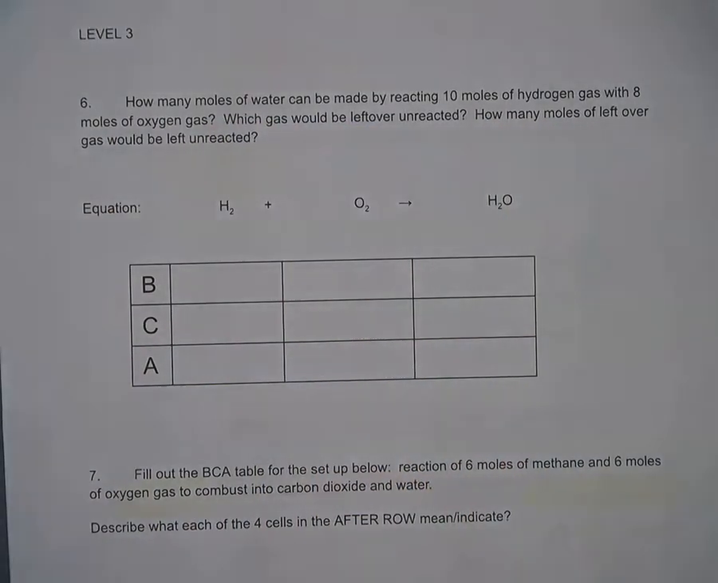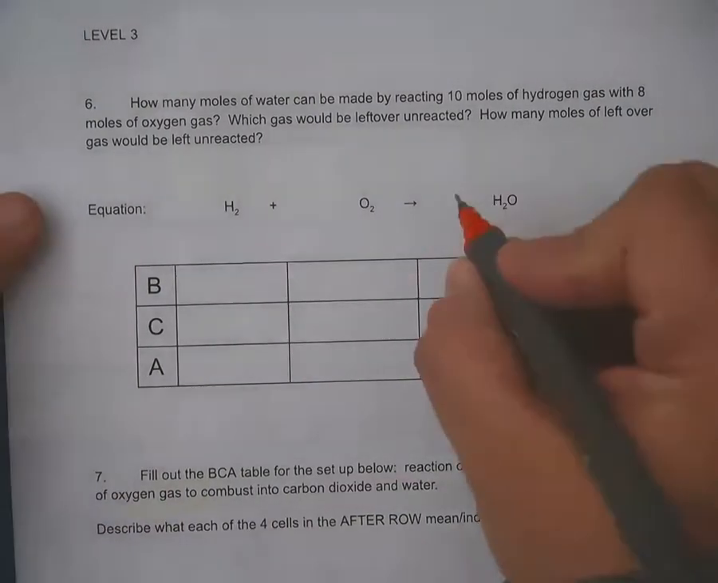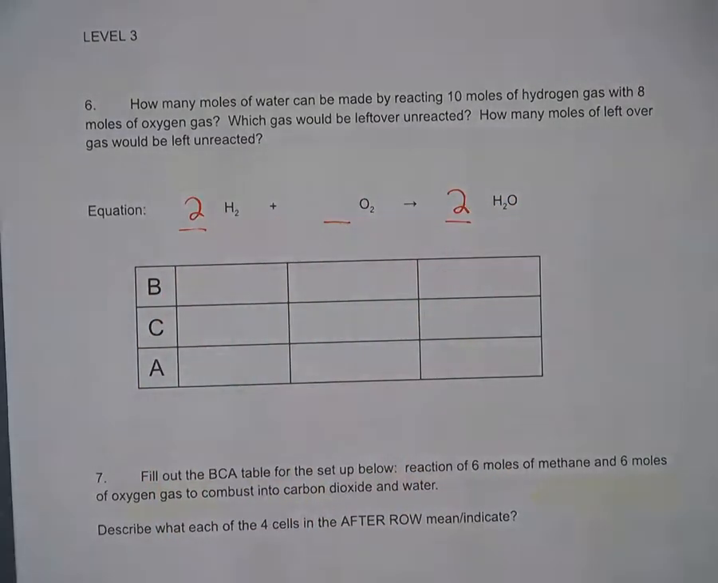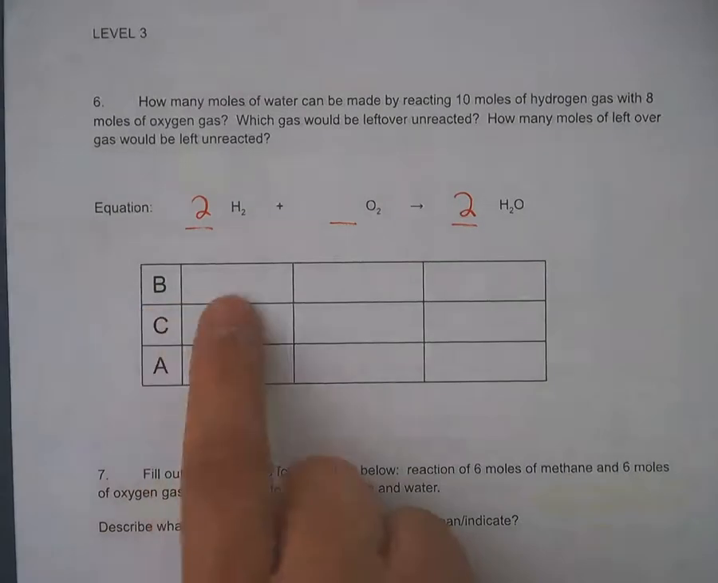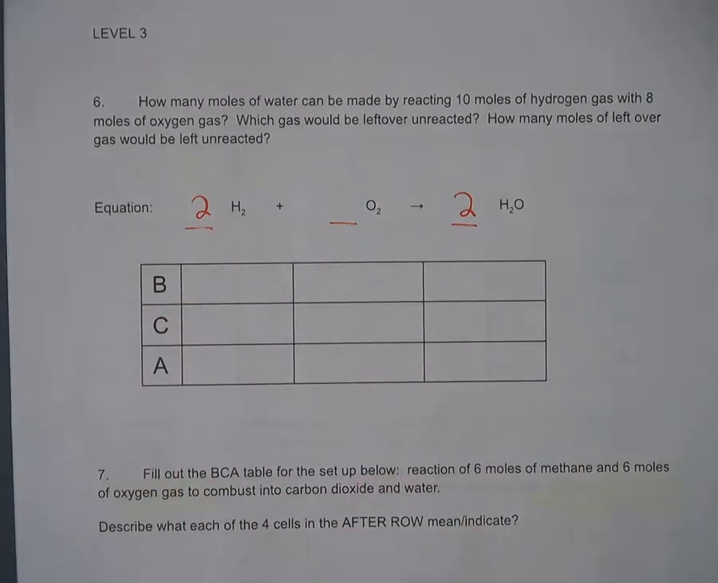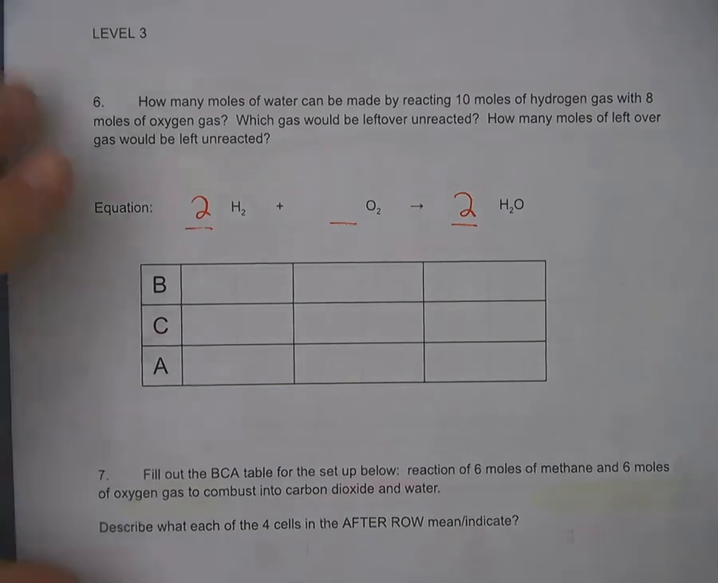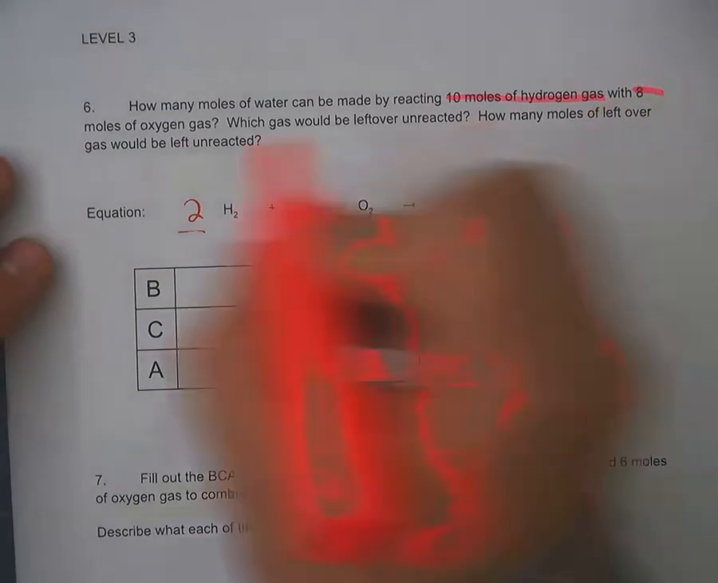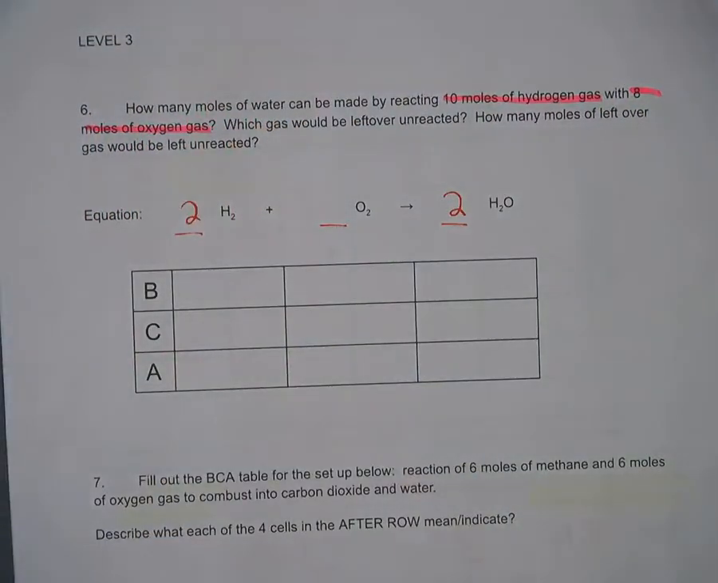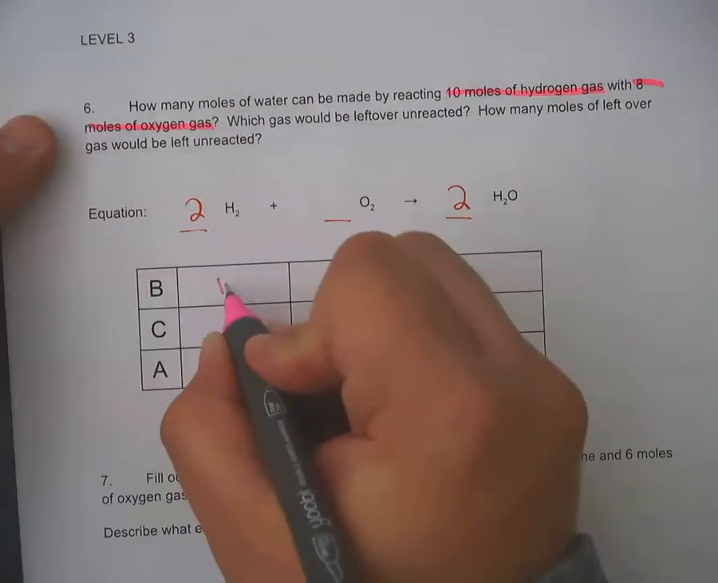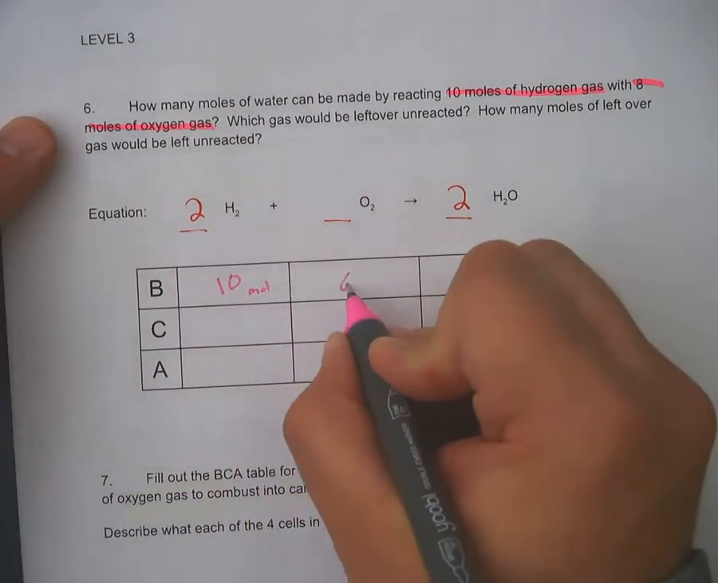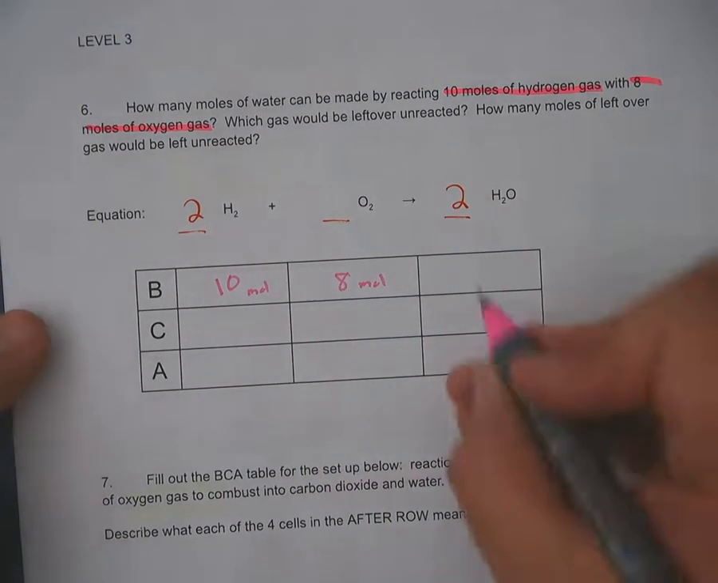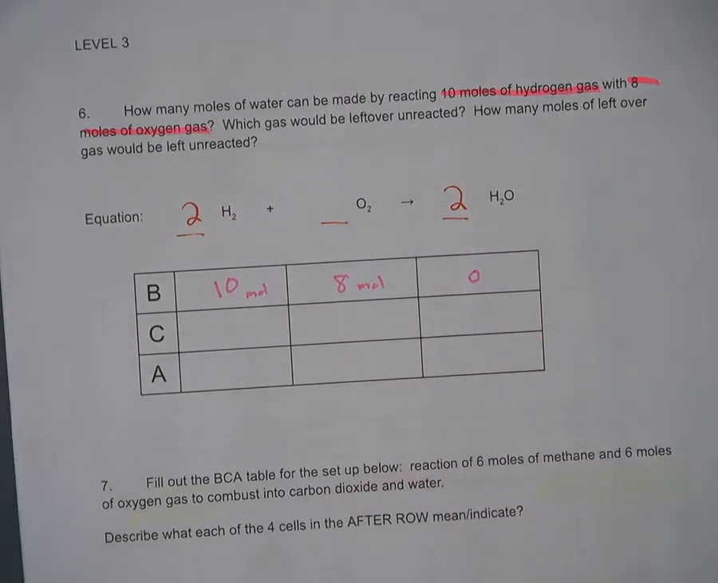Okay. Before we go on, we should balance this famous equation, and you've seen this one before. We'll need 2 hydrogens for every 1 oxygen to make 2 waters. So remember, the B is the moles before the reaction, and it looks like we're given 10 moles of hydrogen gas, and we're given 8 moles of oxygen gas. So we're going to put 10 moles here, and we're going to put 8 moles here. And I'm also going to throw in a little 0 here because we don't have any water to start with.